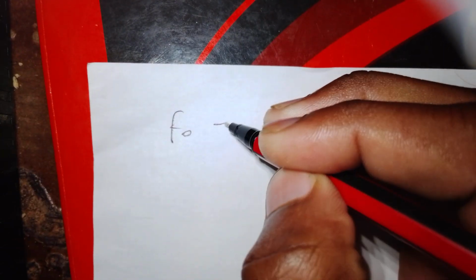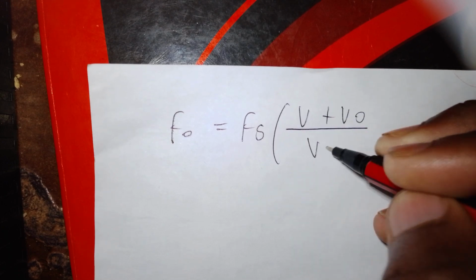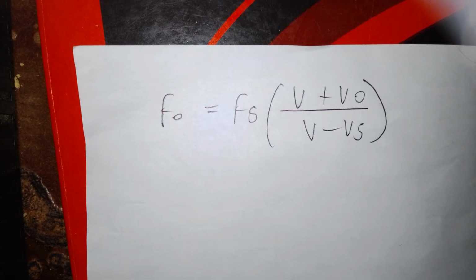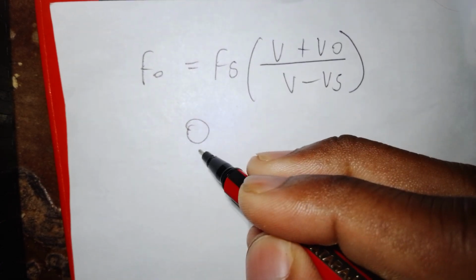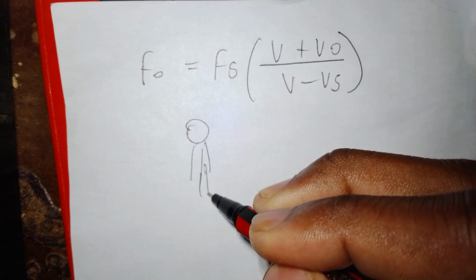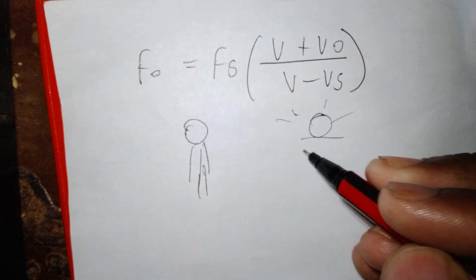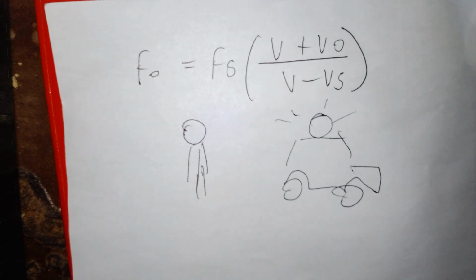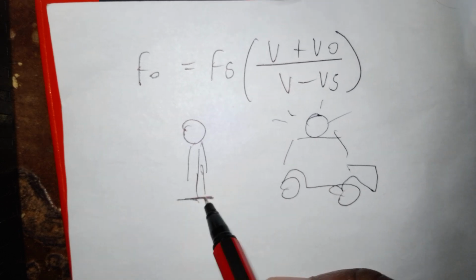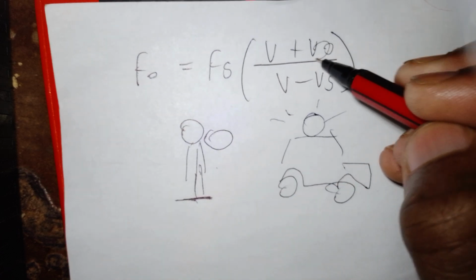So write down the general formula. Fo equals Fs, the frequency produced by the source, times (V plus Vo) divided by (V minus Vs). This is the formula that you have. So now what you're going to do is this. This is a person. He's standing, he's not moving, he's stationary. This is the sound source, maybe an ambulance. It's producing sound, then it's moving away from the person. What is it that we're going to do? The velocity of the observer is what? 0. Why? The guy is not moving, so there will be a 0 here.